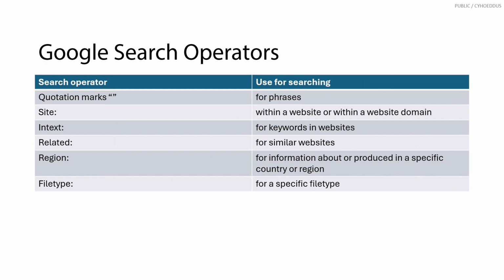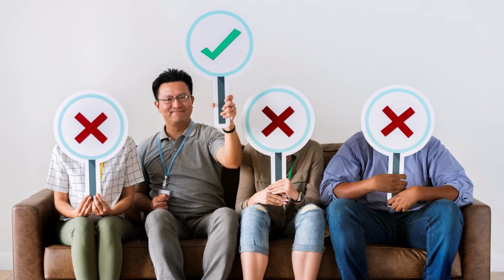These search operators will help you to find what you are looking for on Google more easily. Remember that Google searches across good, bad, and false information, so always evaluate the quality of the information you find carefully before using it.